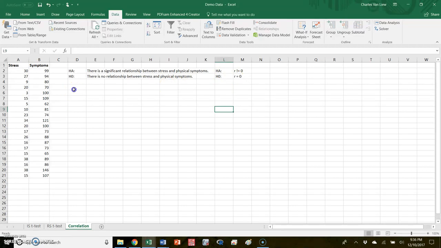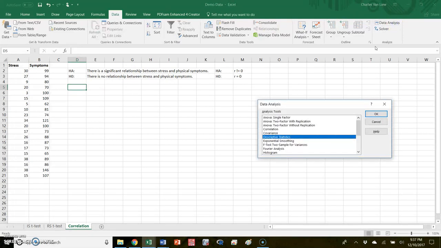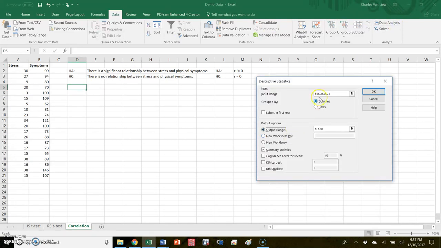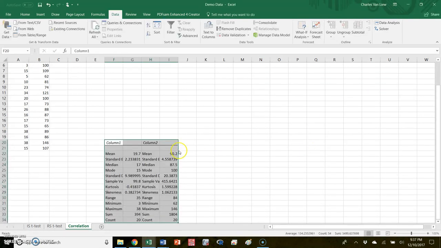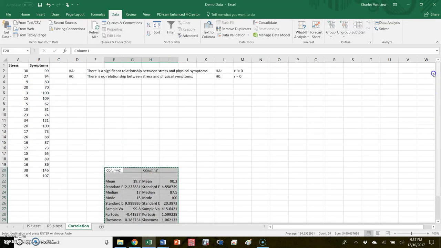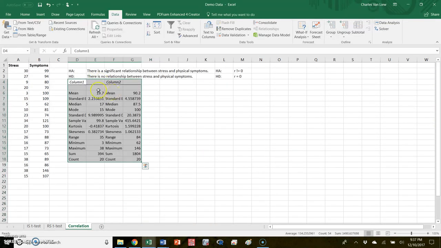So we could get some descriptive statistics for these values. If you remember how to do that, we go to Data Analysis. Under Descriptive Statistics, we can put in our data. And here we get the statistics to summarize our two variables, stress and symptoms. We have the means, the standard deviations, all of these different things to summarize them quickly.